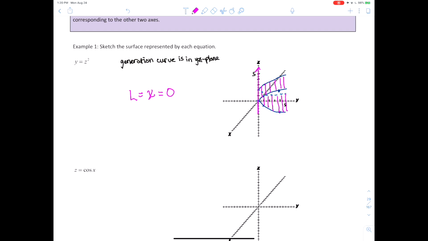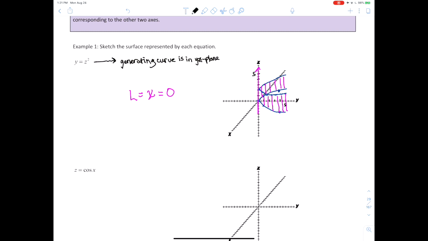Pretty groovy, huh? All right, so anyway, I know we have a lot of technology now where we can make these graphs a lot quicker, but it's just kind of cool to take a look at them like this, I think, sometimes. So again, our generating curve is in the YZ plane, and our line L was the line X is 0.